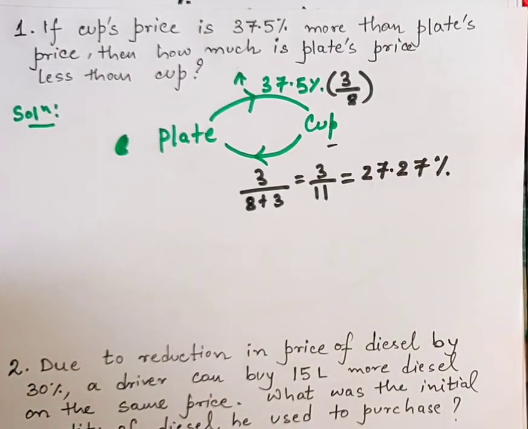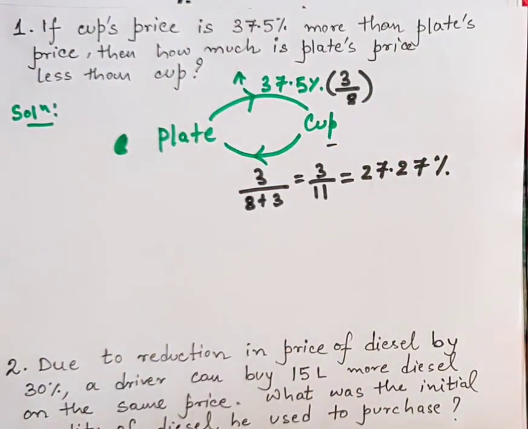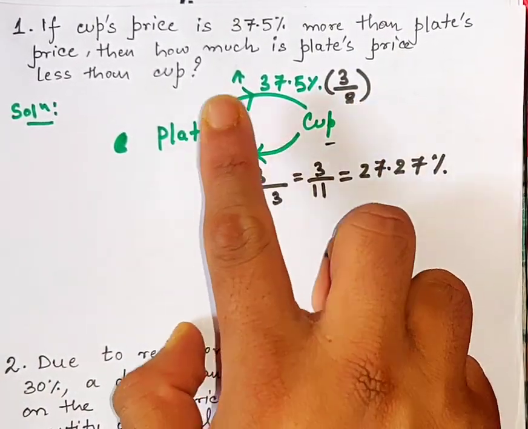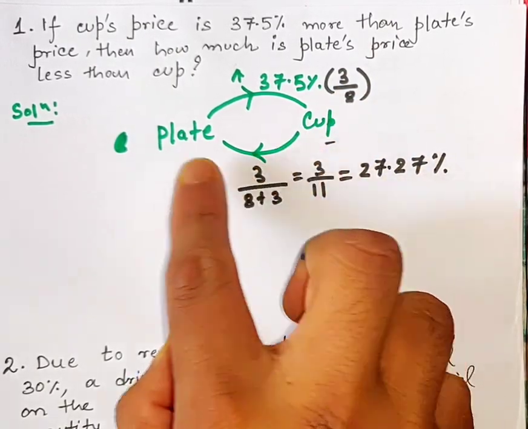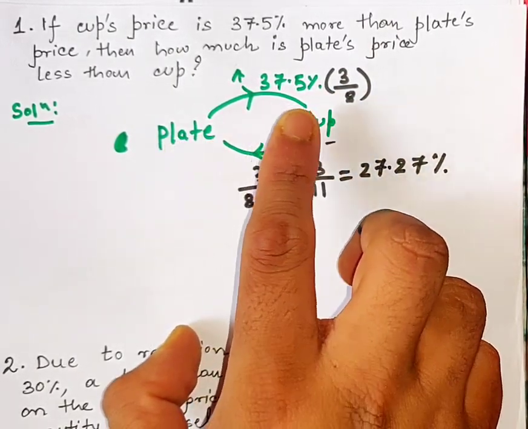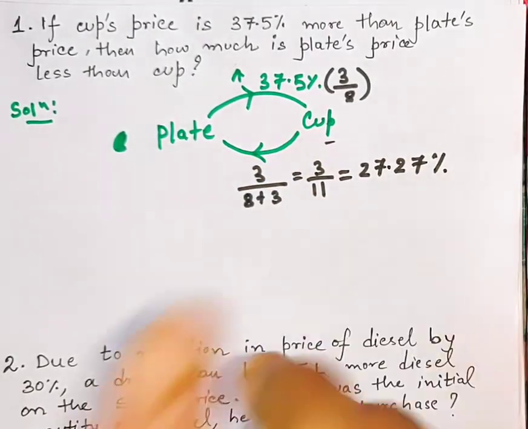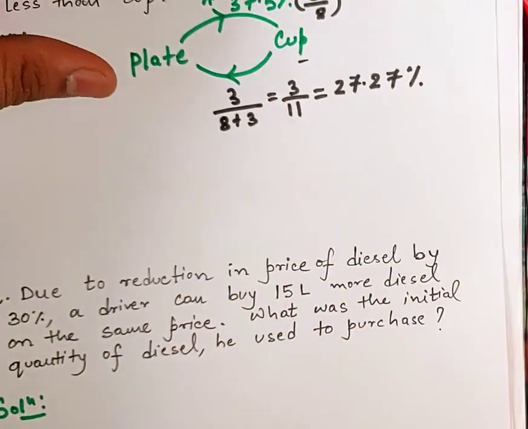Okay. So rather than doing 37.5 by 137.5, you can do it in terms of fraction. 3 by 8, because you have increased, the cup's price is more, so you need to reduce. Now when this is the base, the value should be less by 3 by 8 plus 3, which is 3 by 11, 27.27%. So I hope this concept is clear here.